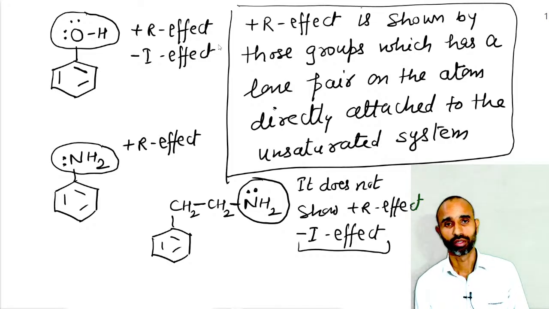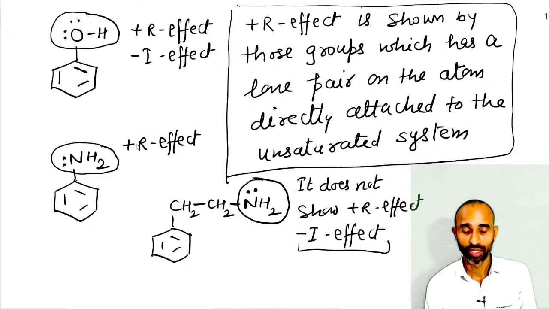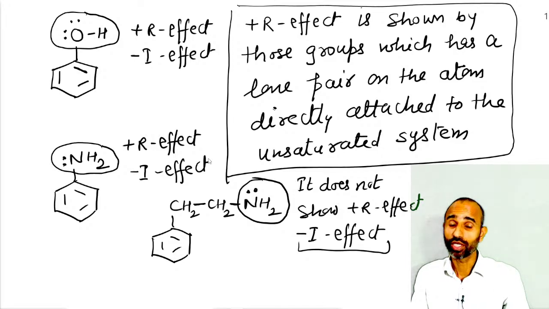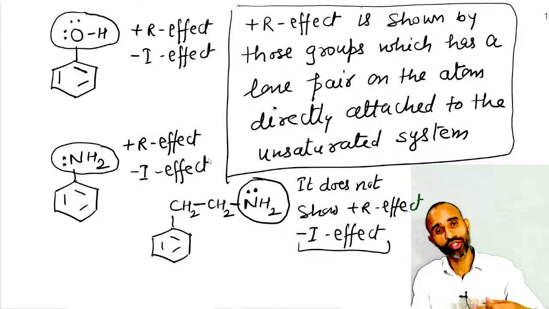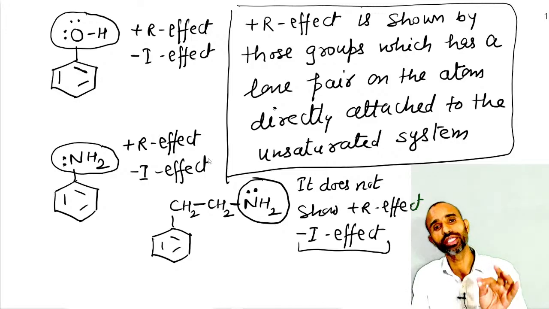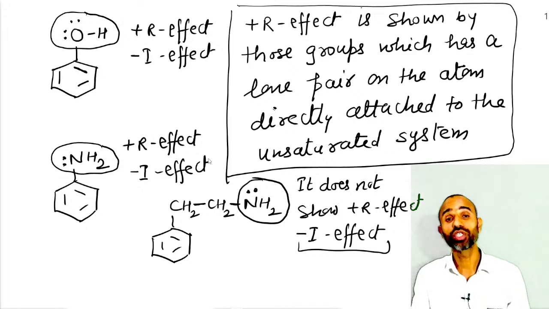because obviously oxygen is more electronegative than carbon, so it will show minus I effect. Again, nitrogen is more electronegative than carbon, it also has minus I effect. Now see, the first one has plus R effect and minus I effect, both are opposing each other, because plus R means electron releasing effect and minus I means electron withdrawing effect. So which effect will we consider?